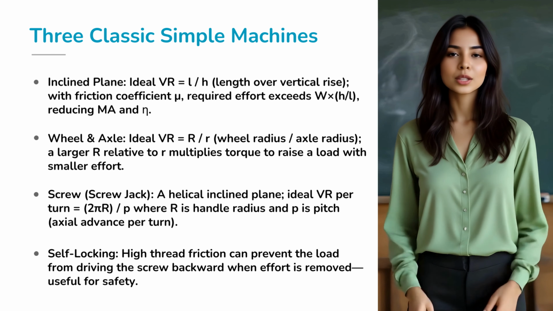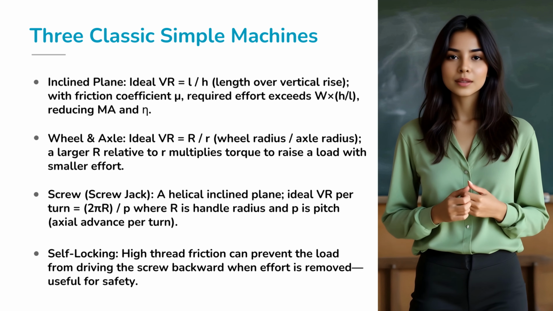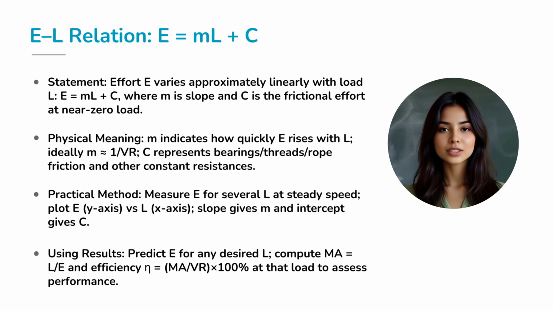As you can see in the diagram, mark L and h on the ramp, R and r on the wheel and axle, and p, the pitch, along the screw's axis. Engineers often summarize a real machine's behavior with a simple linear model, E equals mL plus C. Here E is the effort, L is the load, m is the slope telling us how quickly the needed effort rises with load, and C is a constant effort that represents frictional resistance even at tiny loads.